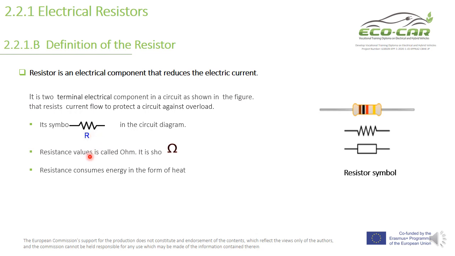The resistance value is measured in ohms. Resistance in the circuit consumes energy in the form of heat, like in a heating electrical system. The resistance inside this equipment consumes energy in the form of heat.